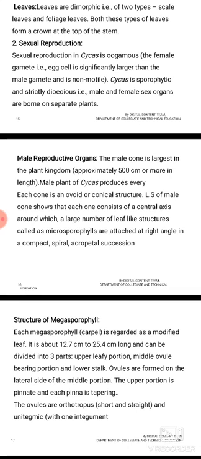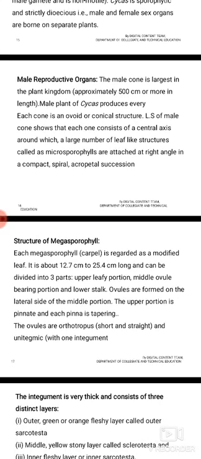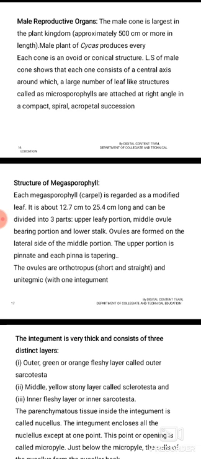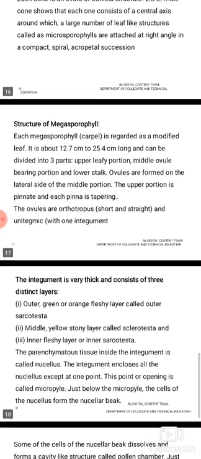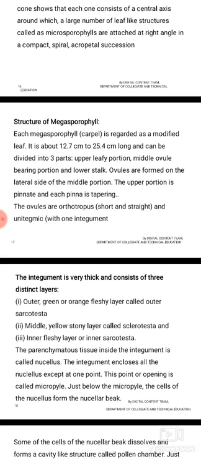The ovules are formed on the lateral side of the middle portion. The ovules are orthotropous and possess three integuments. The integument has three layers. The outer green or orange fleshy layer known as sarcotesta, the middle stony layer known as sclerotesta, and the inner fleshy layer known as inner sarcotesta. The parenchymatous tissue inside the integument is known as the nucellus.